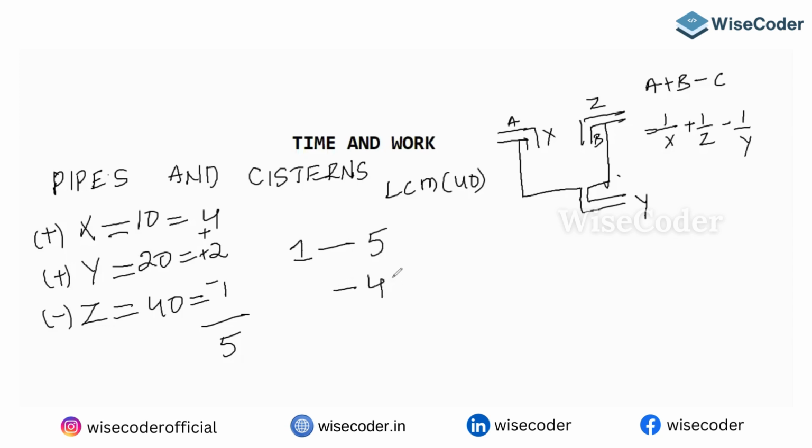So what is the question? To eat 40, how many minutes will they take? This is time, and this is work. 5 chocolates in 1 minute. So 5 needs to become 40, so you multiply by 8, and here also multiply by 8. That will give you 8 minutes. So please be careful while solving pipes and cisterns.